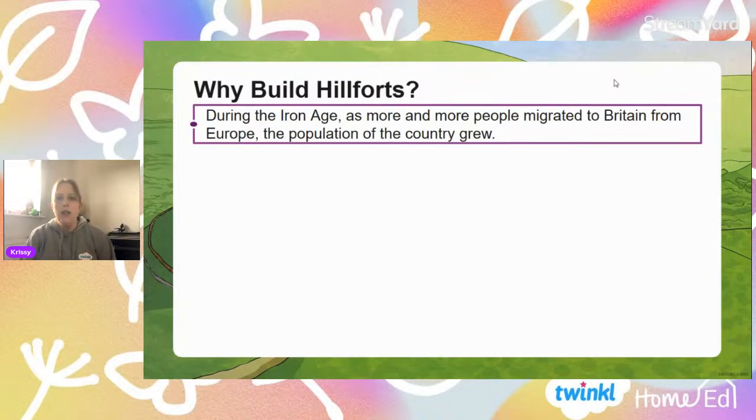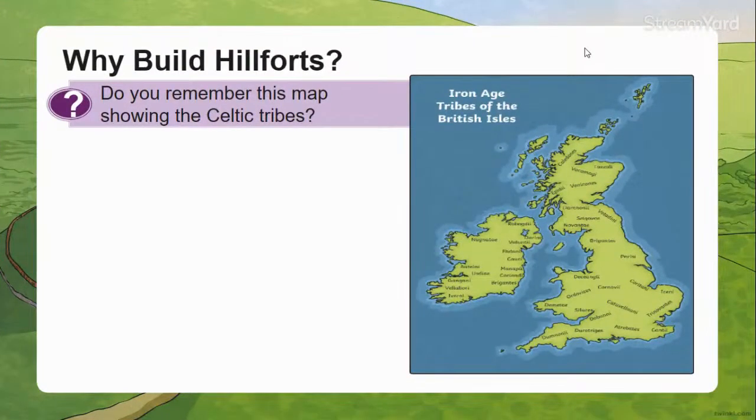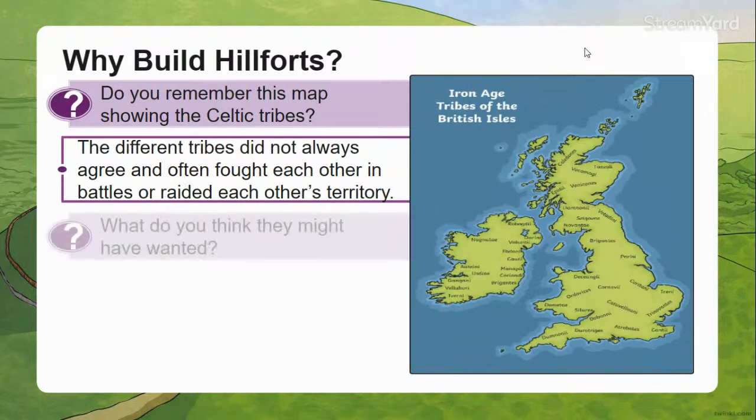Now, during the Iron Age, more and more people migrated to Britain from Europe and the population grew. And we looked at this map last time of all the different Celtic tribes. And so, as I said, they often battled each other and raided each other's territory.